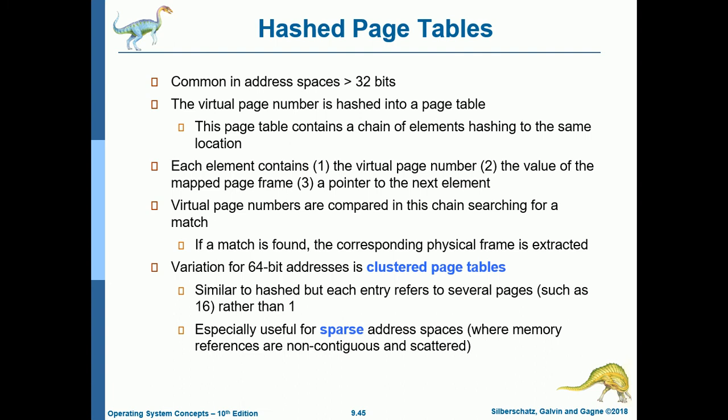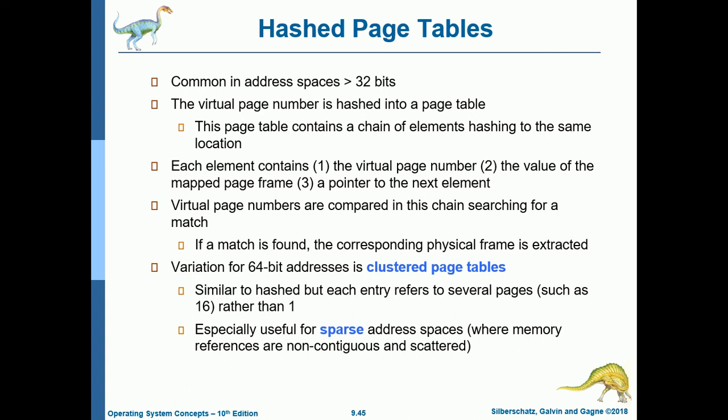So to solve that problem, we are going to use hashed page tables. Common in address spaces greater than 32 bits. The virtual page number is hashed into a page table. This page table contains a chain of elements hashing to the same location. Each element contains: number 1, the virtual page number; number 2, the value of the mapped page frame; and number 3, a pointer to the next element.